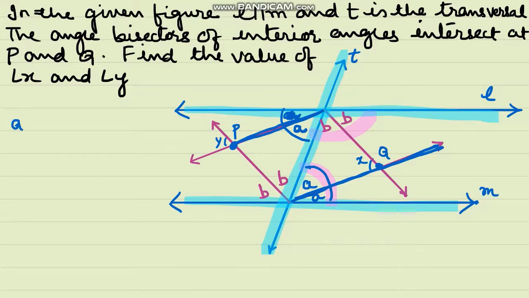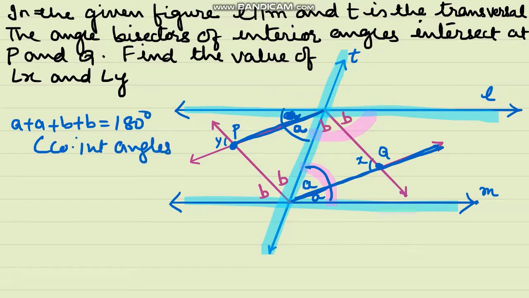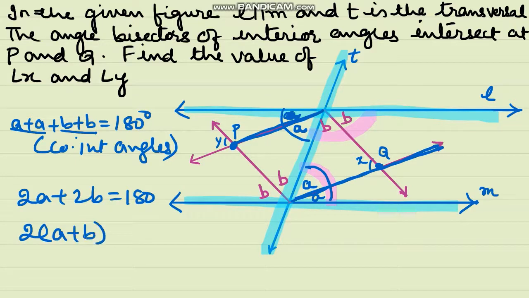So A plus B plus B will give you how much? 180 degree because they are co-interior angles. Sum of the co-interior angles is 180 degree. So here you are getting 2A plus 2B. 2A plus 2B is equal to 180 degrees. So if you take 2 common, 2 into (A plus B) will be equal to 180 degree. So A plus B will be equal to 90 degree.